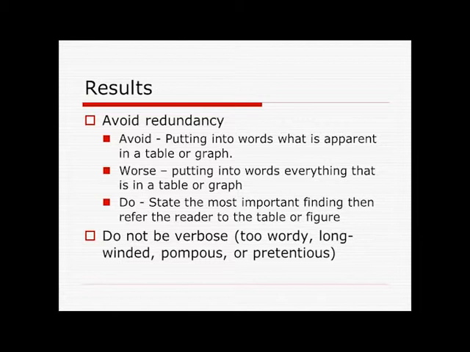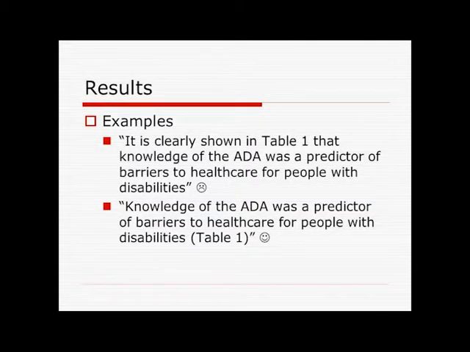We want to make sure that we're not too verbose, so not too wordy, long-winded, pompous, or pretentious. An example would be if we're writing a results section and we say something like, it is clearly shown in table 1. You can almost see the person shaking their head, like, it is clear. I mean, hello, right? We don't need those words, especially when words are precious and we sometimes are scrambling to cut things. Just start out with a statement of the facts: knowledge of the ADA was a predictor of barriers. We don't have to say anything about it clearly being shown in our table.